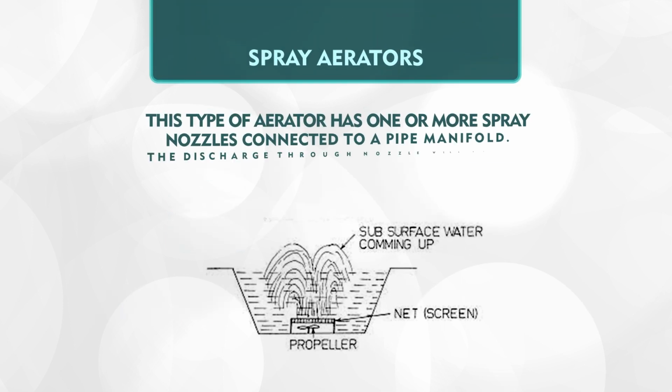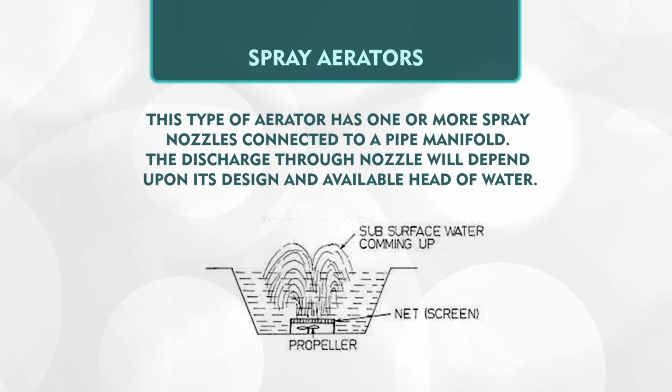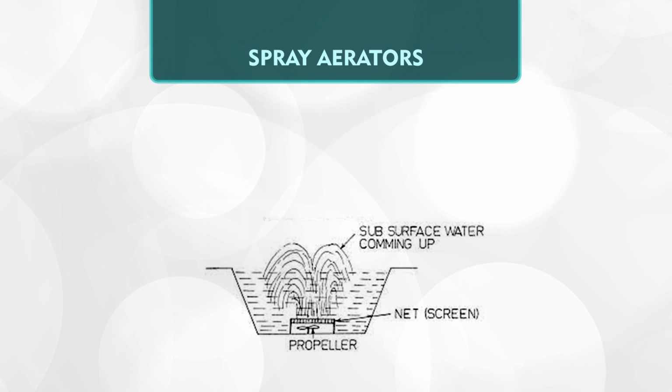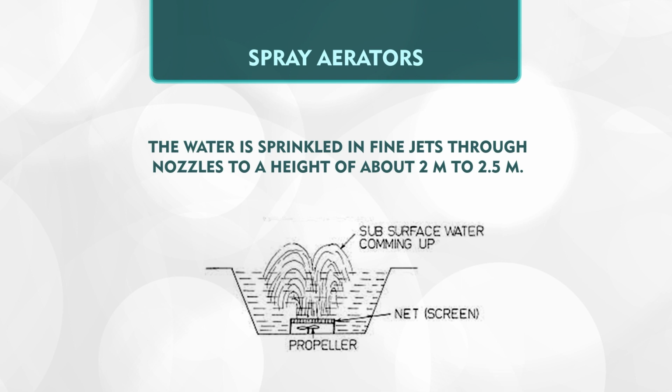Spray aerators. This type of aerator has one or more spray nozzles connected to a pipe manifold. The discharge through the nozzle will depend upon its design and available head of water. The water is sprinkled in fine jets through nozzles to a height of about 2 meters to 2.5 meters.